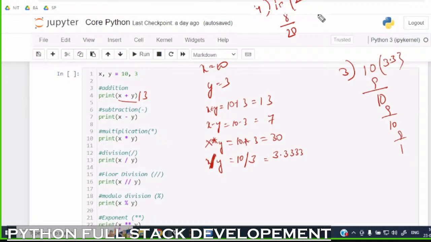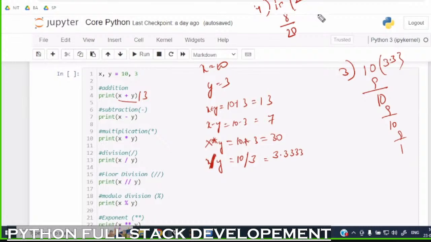When you take x floor division y, that is 10 by 3, you are going to get the answer as 3 only. The value is going to be 3, just 3. It is not going to be 3 point, no 3 point, only 3.